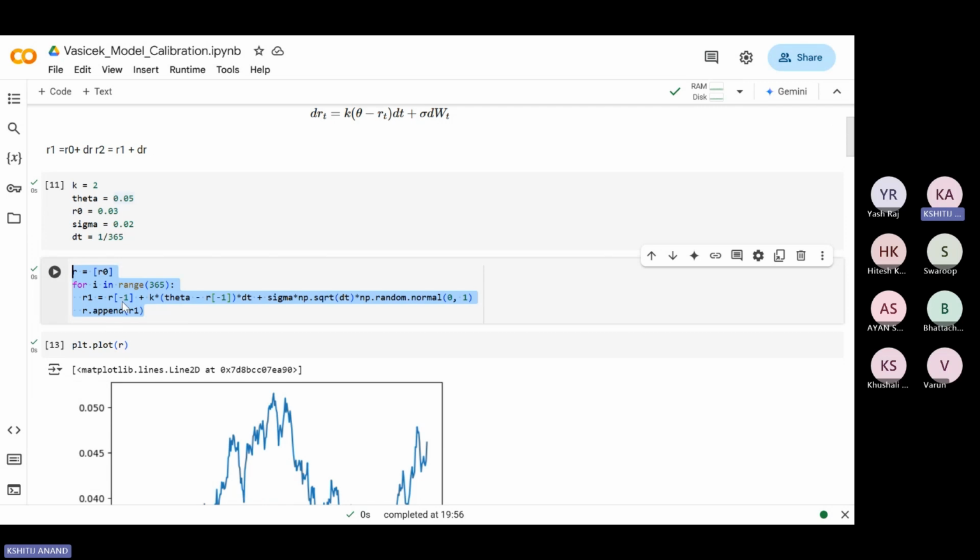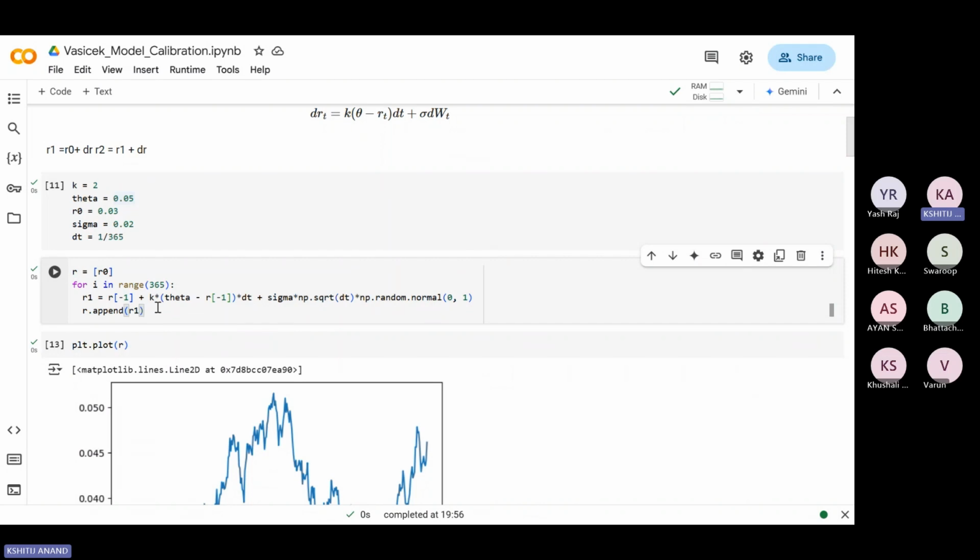This is the current short rate, r minus 1. So basically you are taking the last entry of this list, right? And then k into theta minus r minus 1, which is the current short rate, into dt plus sigma. Now dWt is nothing but a Brownian motion, right, of mean 0 and a variance of dt. So it is nothing but equal to root dt into a normal distribution of mean 0 and a variance of 1. So that's what we have done, right? And then once you get the next short rate, just append it into the list, right? So we are appending R1 in the list.